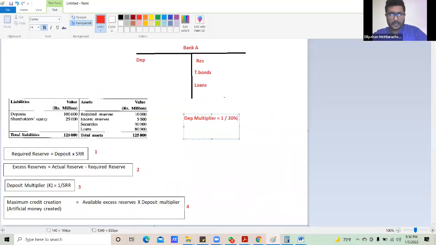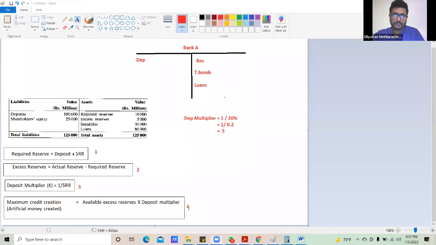SRR is 20%. So, some people get this calculation wrong. If you get the answer 1 over 20, the answer is wrong. You have to convert it into a decimal first. 20% means 0.2. So 1 divided by 0.2, what's the answer? Answer is 5. So that's the first calculation you have to do.